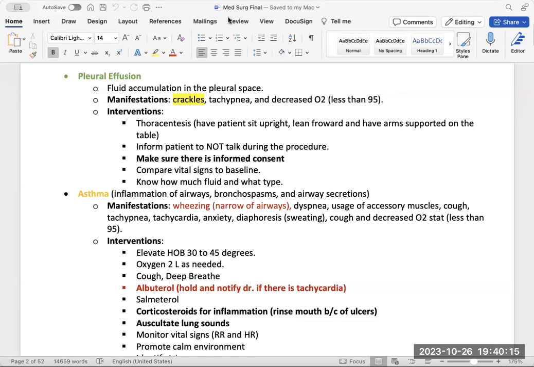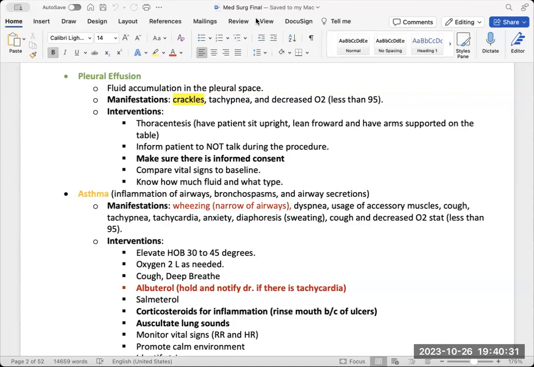So just little tidbits. Definitely compare vital signs from the baseline, how they were before, to how they are now, and know how much fluid and what type. What sorts of drainage are we getting from that space, and how much?